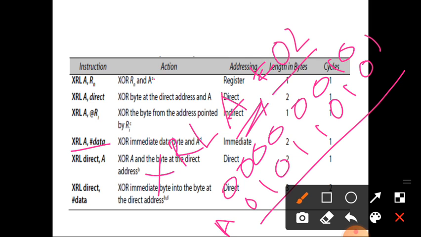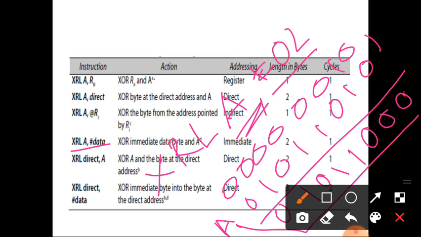For the same inputs the output is 0, and for different inputs the output is 1. This is the result after the XOR operation, and the result will be stored in the accumulator. Here the first operand, the destination operand, is the accumulator, so the result will be stored in the accumulator.